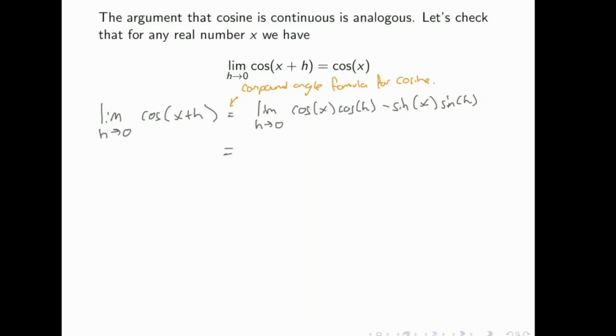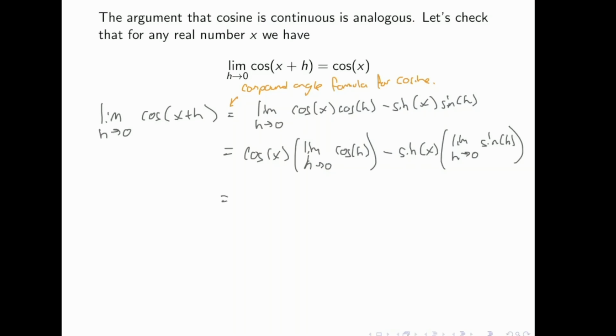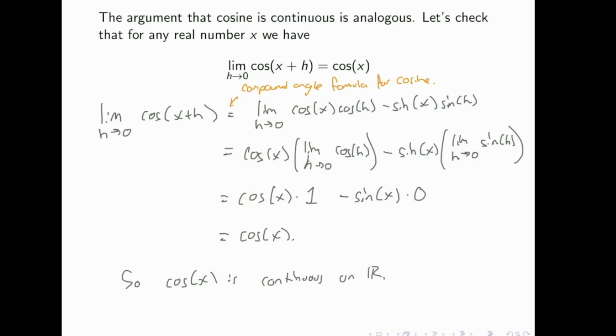And for the same reasons as before, x is fixed, so I can treat cosine of x and sine of x like constants and use my limit properties. So this should be the same thing as cosine of x times the limit as h goes to 0 of cosine of h minus sine of x times the limit as h goes to 0 of sine of h. And we already know what those are. We can plug those in. So cosine of x times 1 minus sine of x times 0. And we're left with cosine of x. So indeed, cosine of x is continuous on the whole real line.